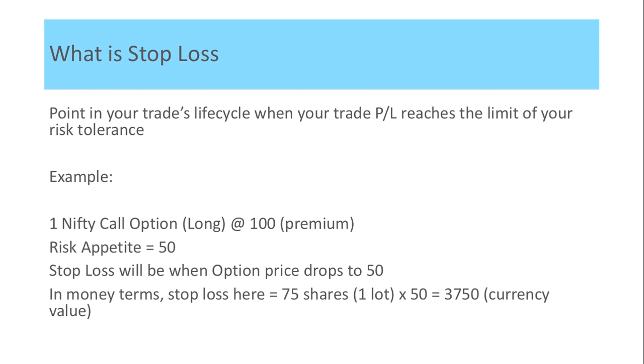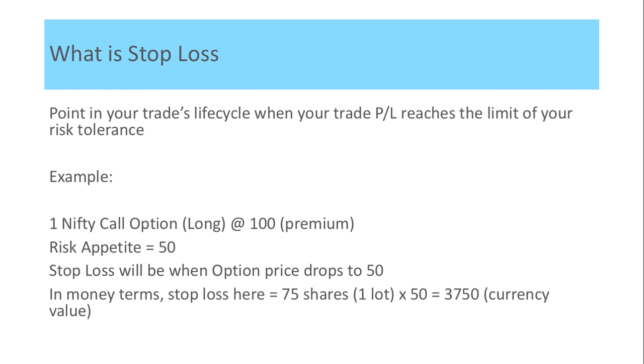Long means buy and short means sell. Let's assume I buy a Nifty call option at 100 bucks and my risk appetite in this trade is 50, which means I don't want to lose more than 50 bucks per share in this trade. So my stop loss will be when the option price drops from 100 to 50.